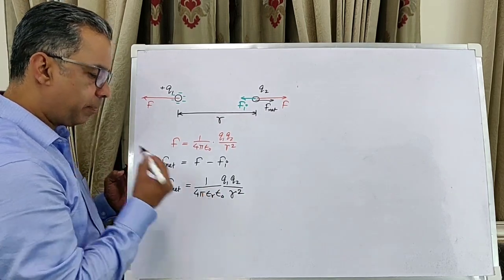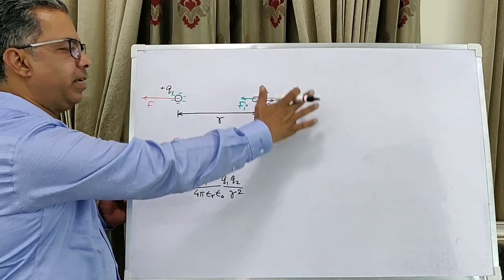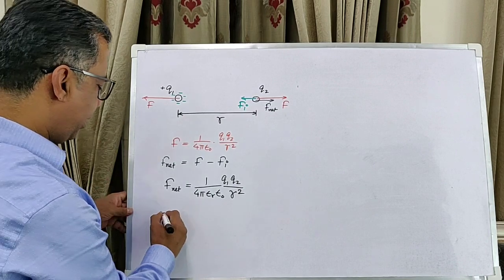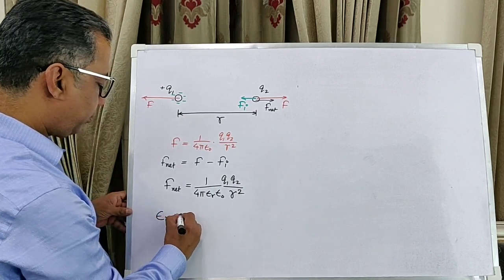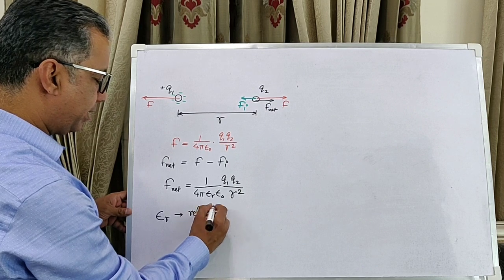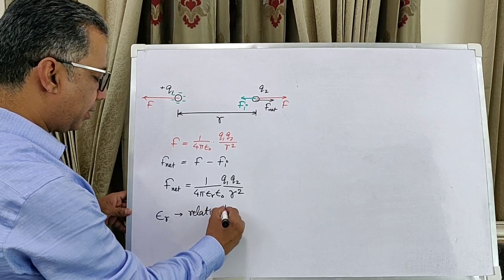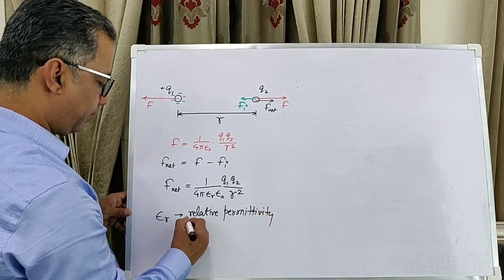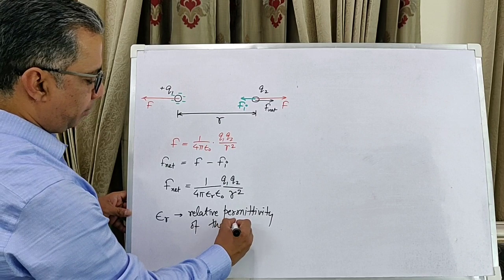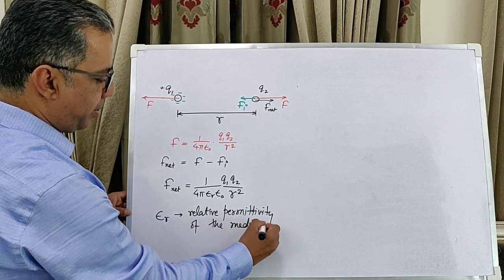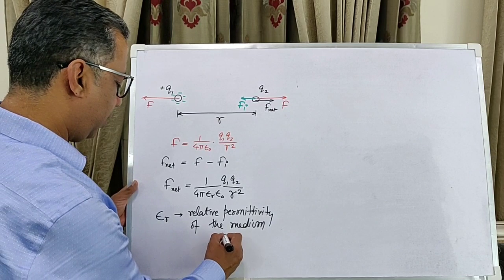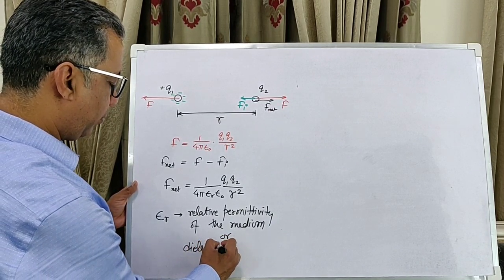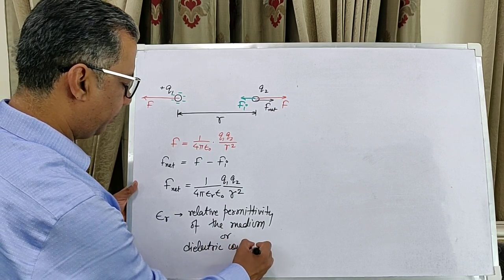Epsilon r here is a constant for the material in which the charged particles are immersed. It is called the relative permittivity of the medium. Another common name for this is dielectric constant of the medium.